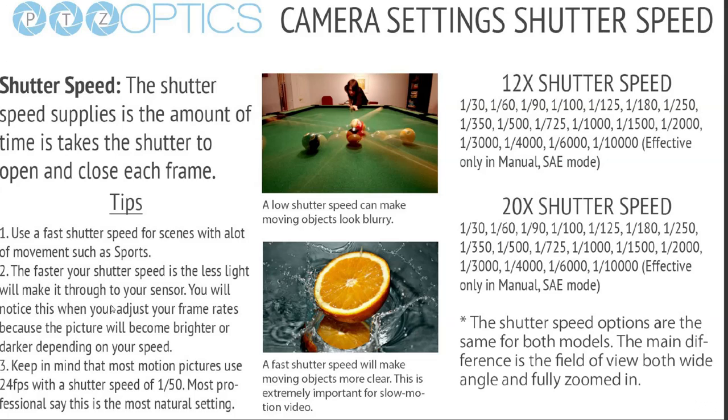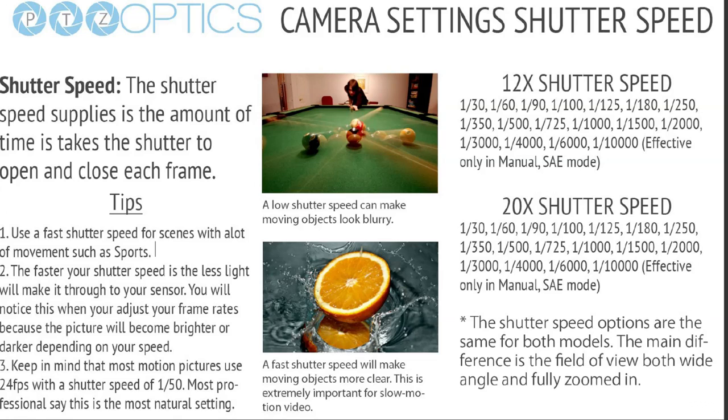So you'll notice that when you adjust your frame rates, the picture will become brighter or darker depending on your speed. So to compensate for that, if you really need a high shutter speed of 1/120th of a second, which is popular in sports, you need to adjust the aperture to allow more light in so that you get a perfect exposure.